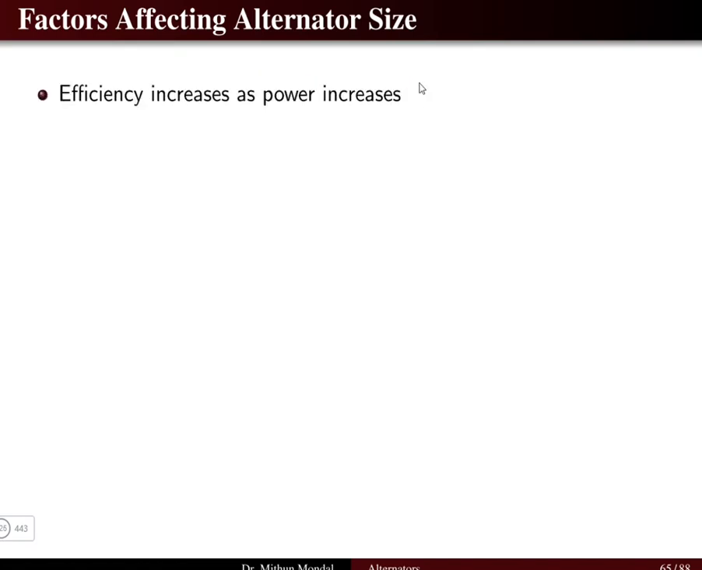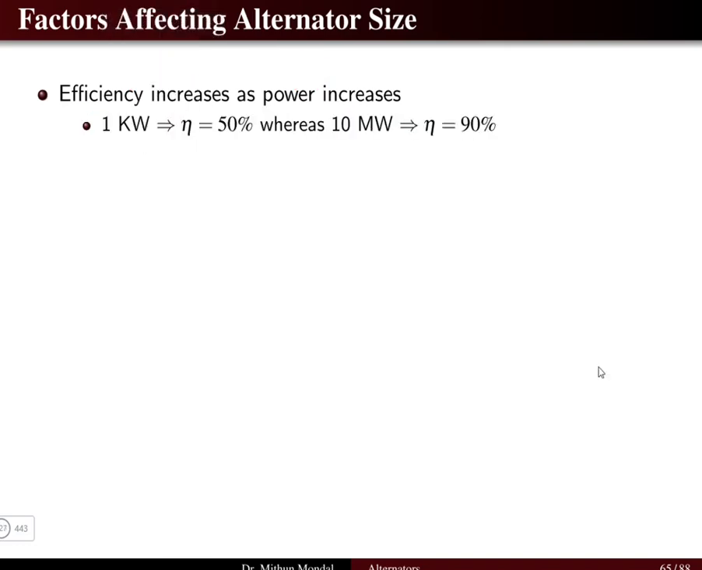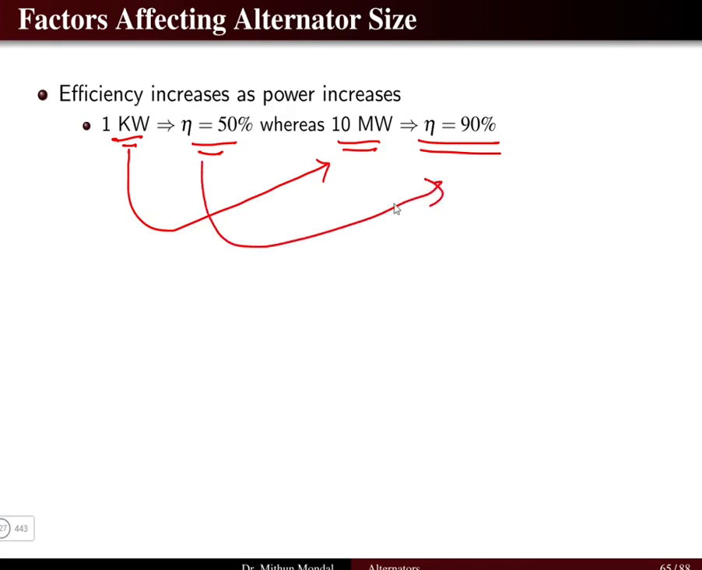So what are the factors that are affecting the alternator size? Generally the efficiency increases as the power increases. How much power will increase and how much efficiency will increase, that relationship we are going to see. For a 1 kilowatt alternator, the efficiency is 50%, whereas for a 10 megawatt alternator, the efficiency is 90%. So we can see that as the power increases, the efficiency increases.